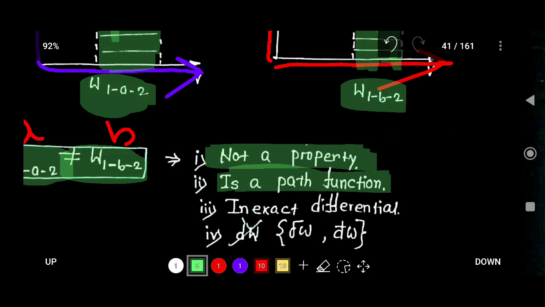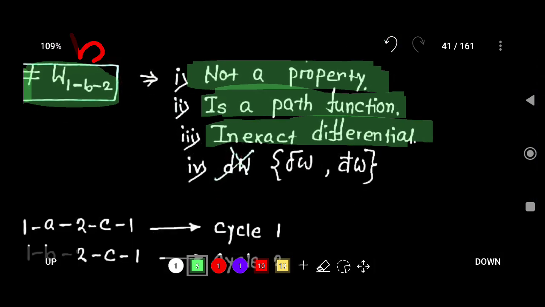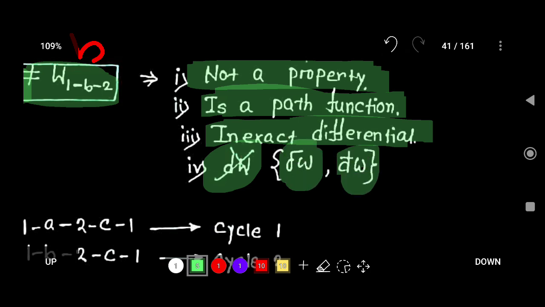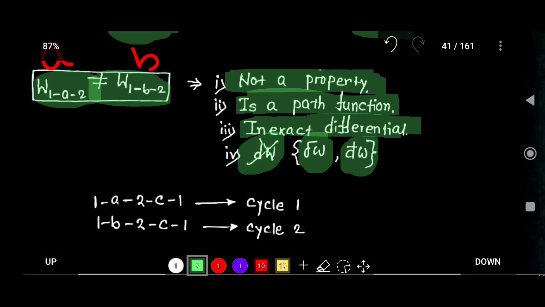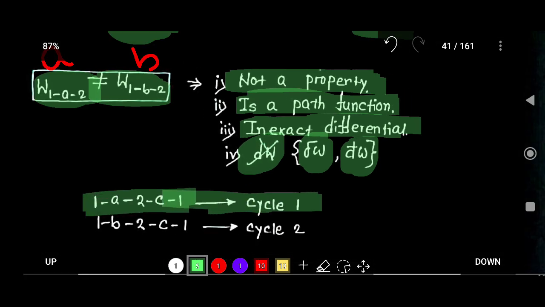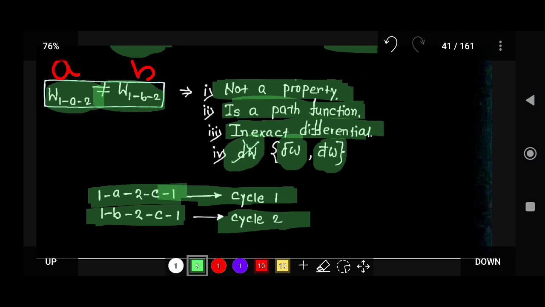It depends on the path, and it is an inexact differential. So you don't write dW, it will be del W, this is the symbol. Here 1A2C1 is cycle 1, and 1B2C1 is cycle 2.